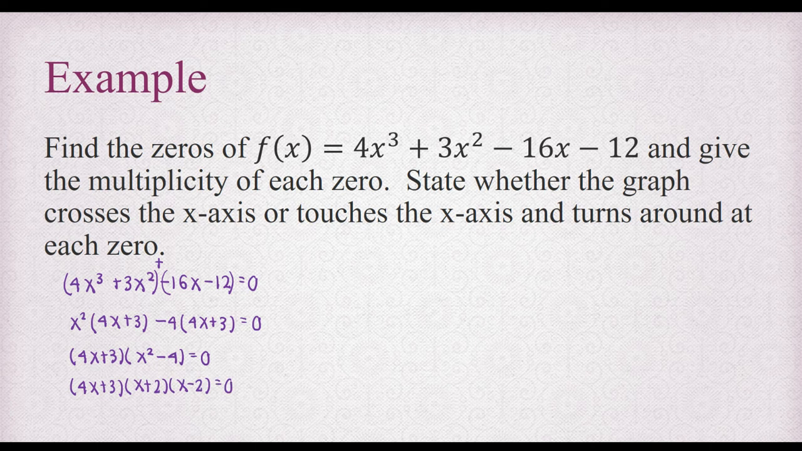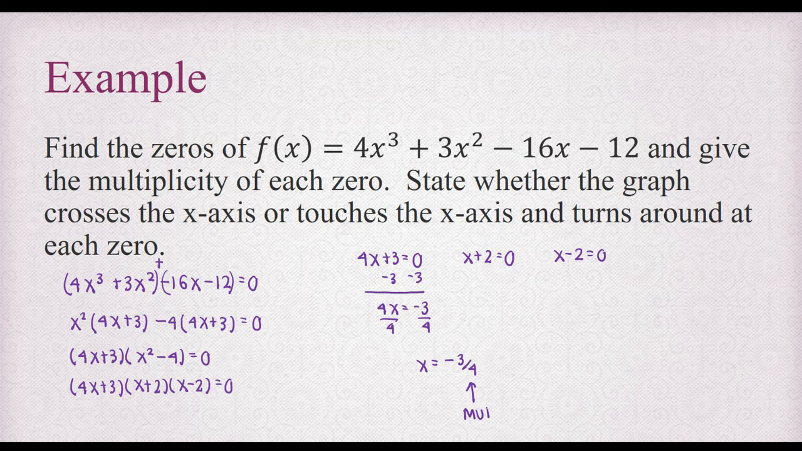And then I can set each of those equal to 0. So we've got 4x plus 3 equals 0, x plus 2 equals 0, and x minus 2 equals 0. I'm going to subtract 3 from both sides and divide by 4. So one of my answers is x equals negative 3/4. And if we notice that none of those that I factored have an exponent, so technically it has an exponent of 1, I'm only having to set that equal to 0 one time. So that's going to be a multiplicity of 1.